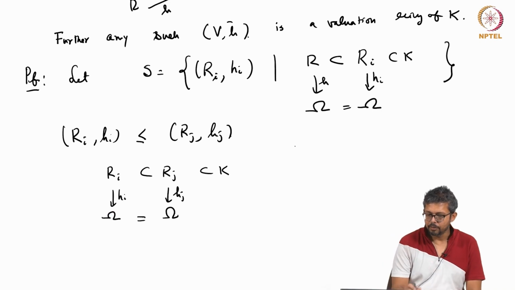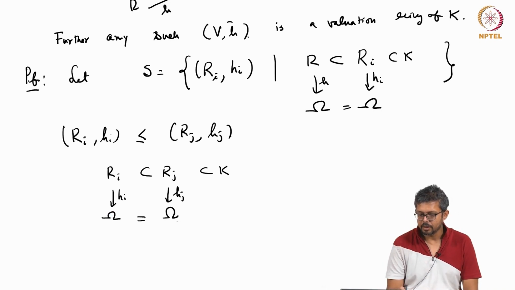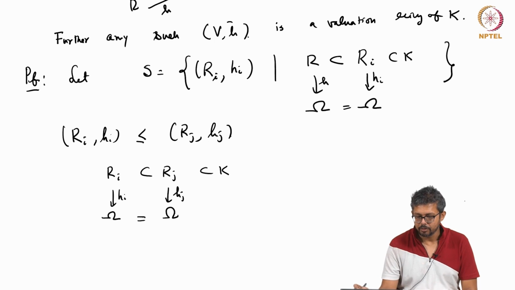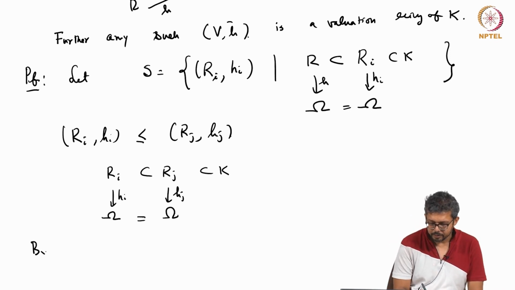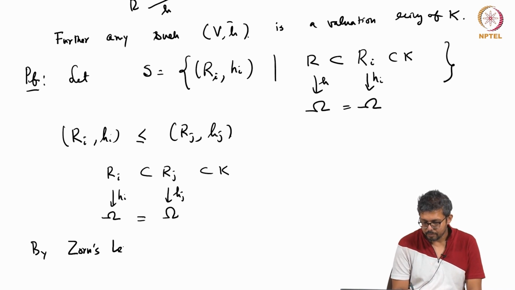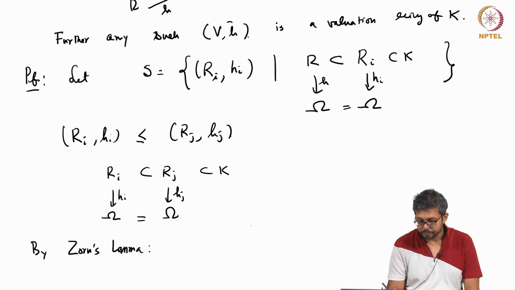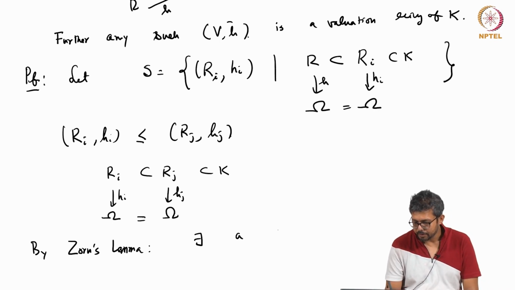Now, if you consider a chain, then it has a maximum element. You just take the union, and then by Zorn's lemma, you apply Zorn's lemma, there exists a maximal element.